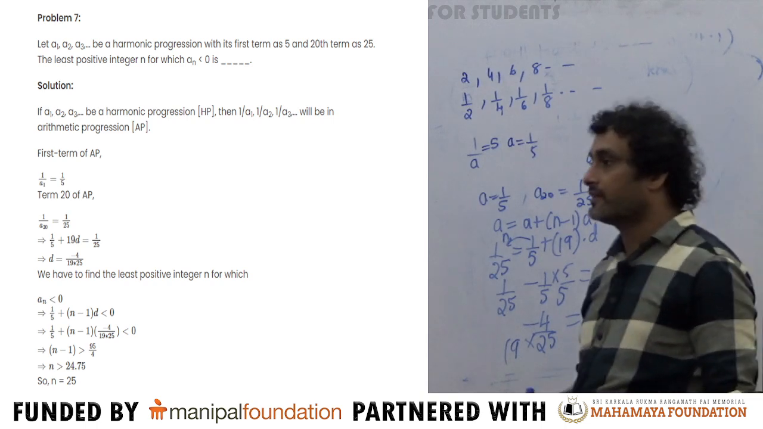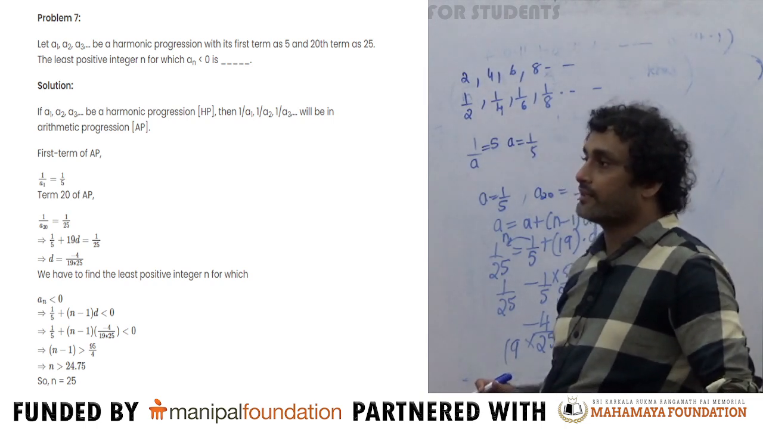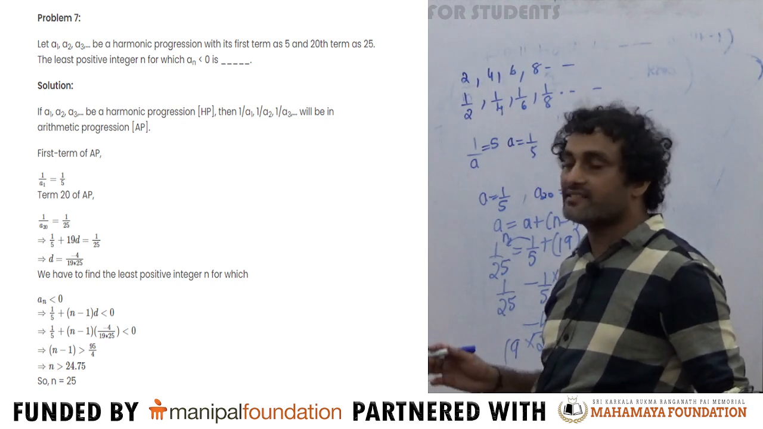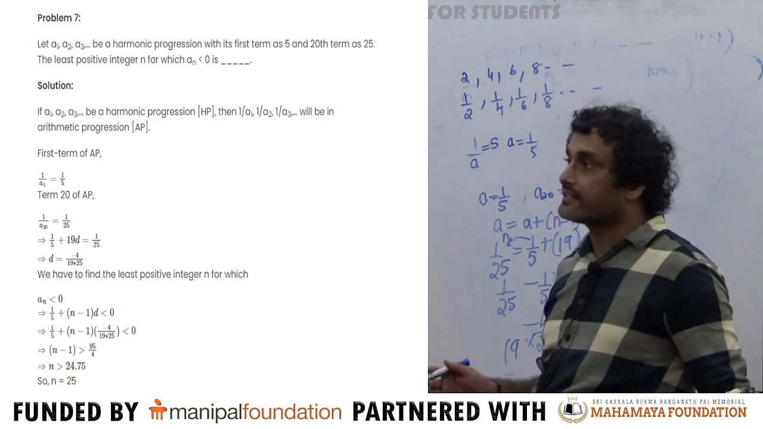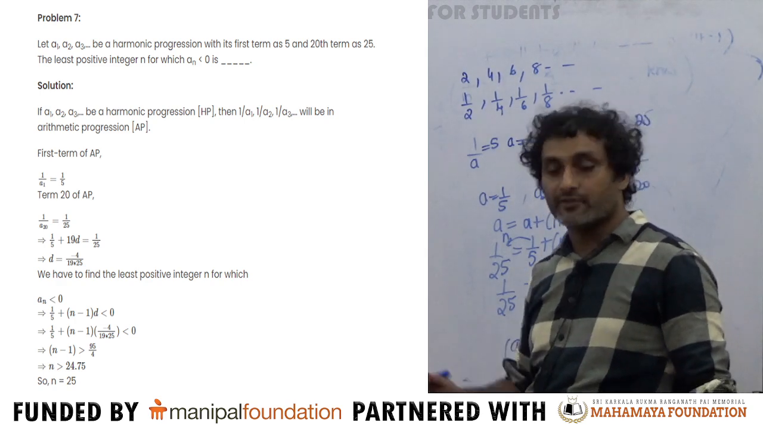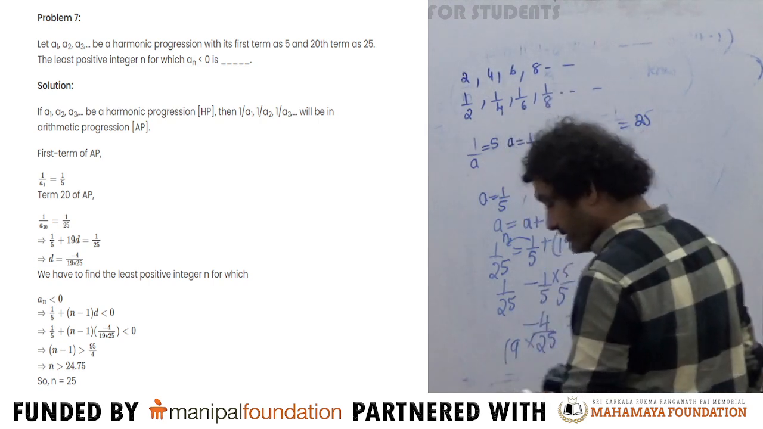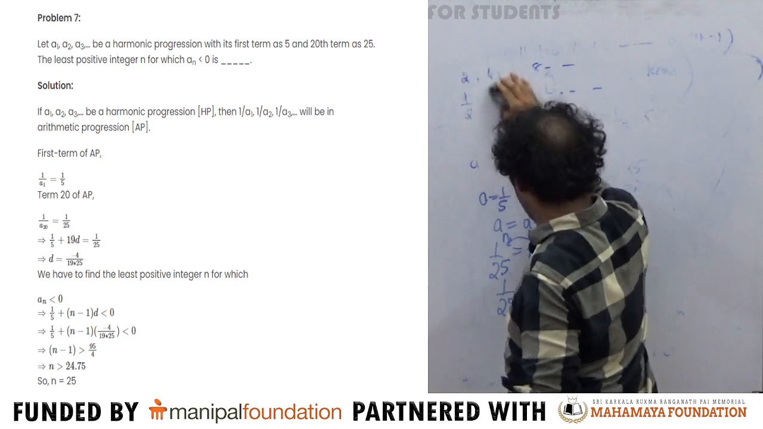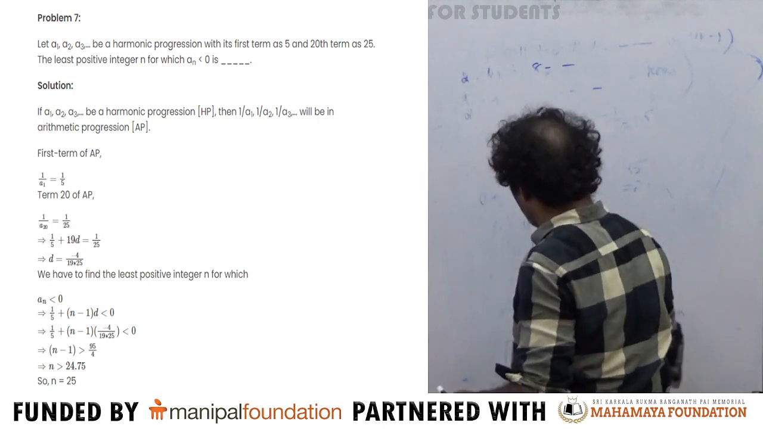Did you follow this? Okay. Now look at the question. Find the least positive integer n for which a_n is less than 0. Correct, right? So less than 0 means negative. Even if you take the reciprocal, it will be negative only, right?